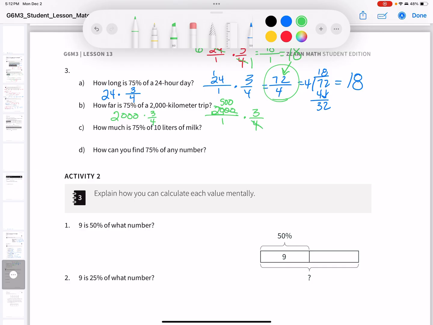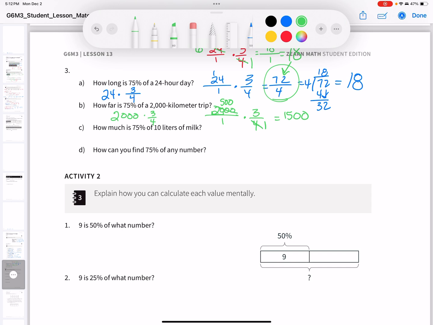4 divided by 4 is 1. So now I have to do 500 times 3 instead of 2,000 times 3 divided by 4. I like that a lot better. 5 times 3 is 15, and I have my 2 zeros, so 1,500 kilometers.